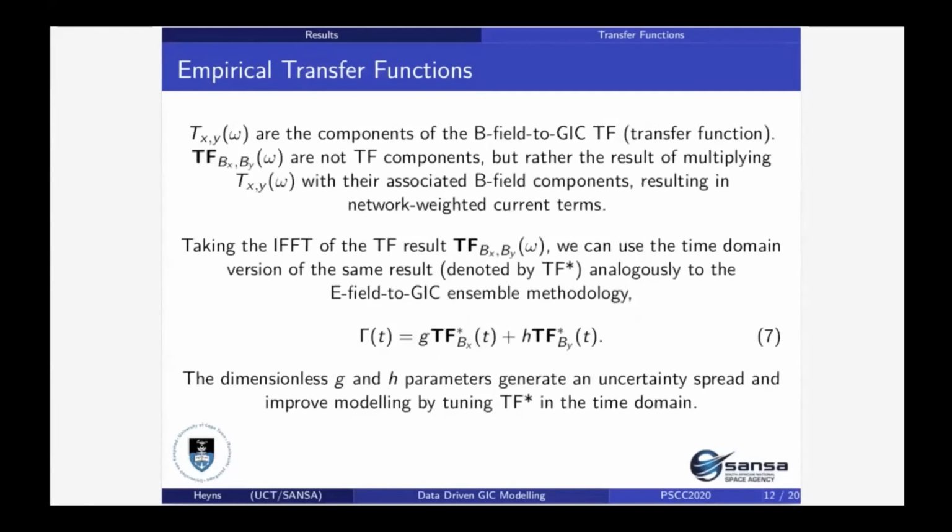This approach can be extended in the time domain due to these network-weighted current terms, and similar treatment to before can be applied. Instead of network parameters, dimensionless parameters G and H can be used to derive ensembles that tweak the modeling and include uncertainty in their spread.